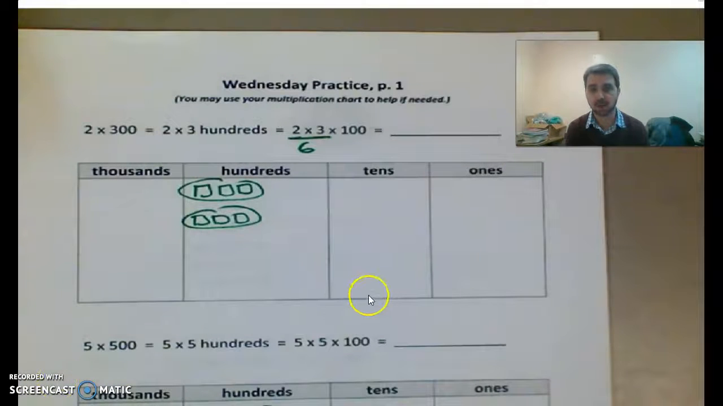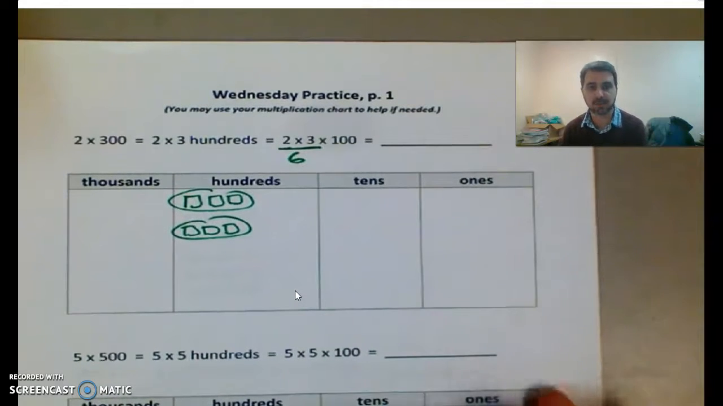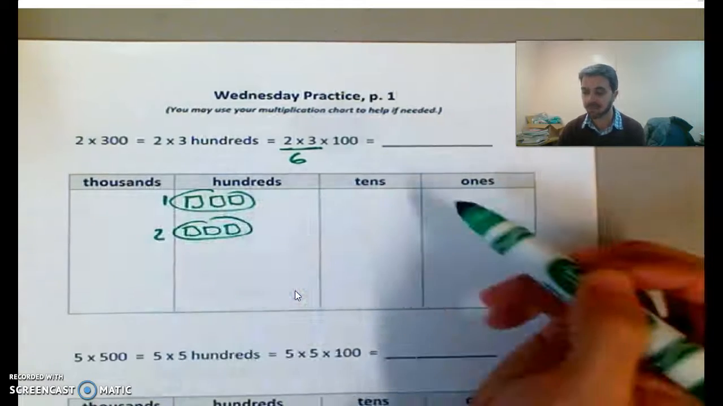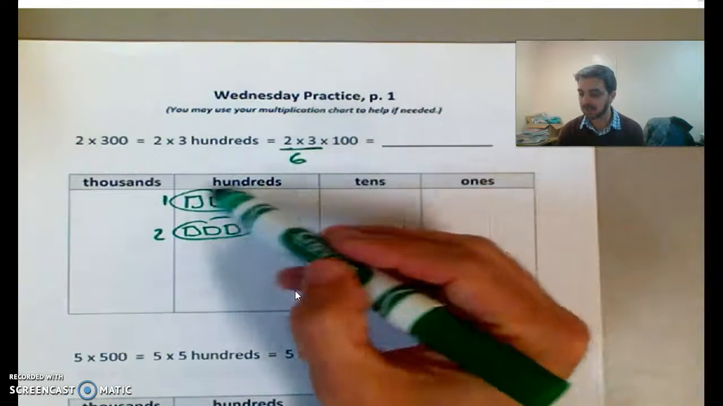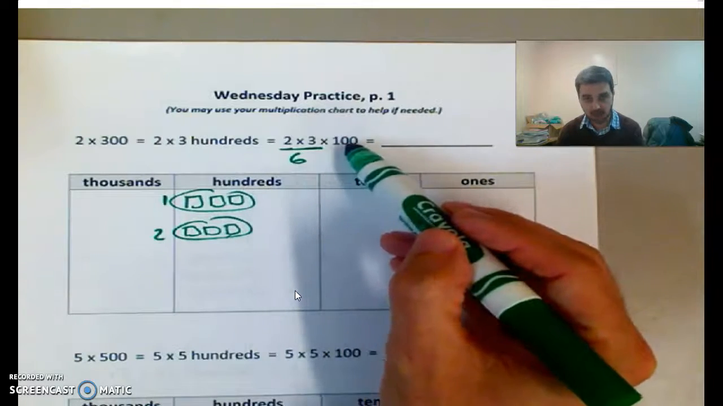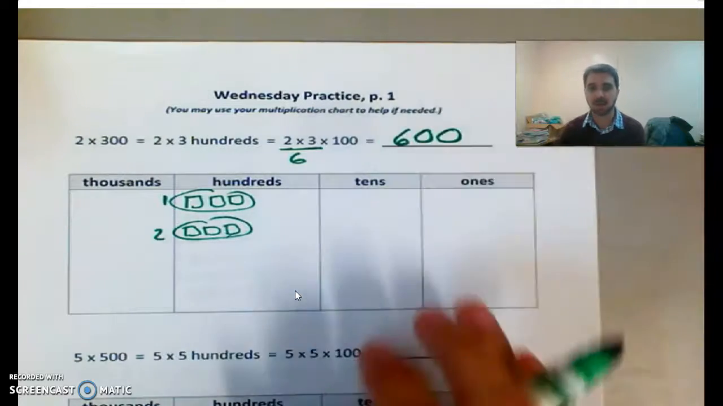Let's review the work from yesterday first, so you can check your work. Take out your work from yesterday, Wednesday, practice pages 1, 2, and 3, and then we'll dive in, okay? So here, you can see that we have 2 times 300. So we have 300 once, 300 twice, which is the same as saying 2 times 3 gives us 600. 6 times 100 is 600.